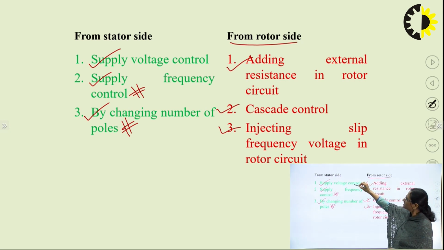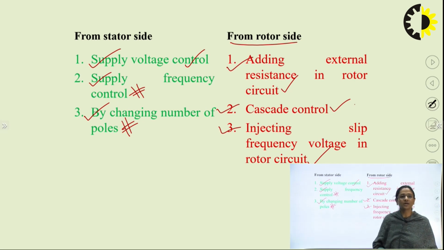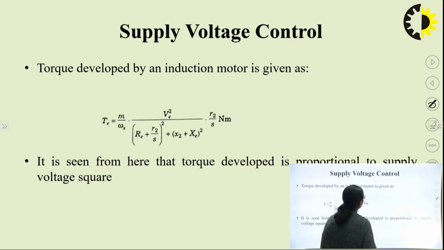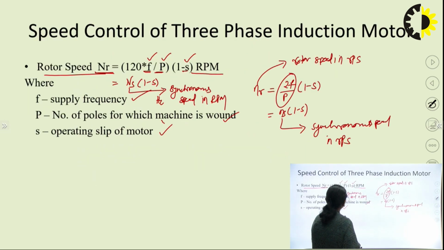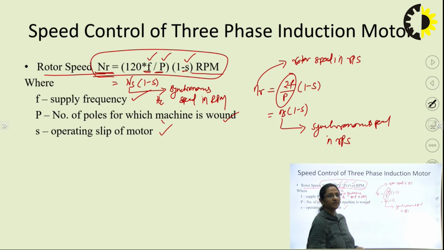Let it be the supply voltage control, let it be speed control by adding external resistance in the rotor circuit, let it be the cascade control, let it be the speed control by injecting slip frequency voltage into the rotor circuit. All these methods are actually methods of slip control for controlling the operating speed of the motor. Starting with the supply voltage control, as far as this speed equation is concerned, the term voltage is not directly appearing over here, right? Actually, by varying the supply voltage, we vary the operating slip of the machine, and accordingly we vary the operating speed of the machine.